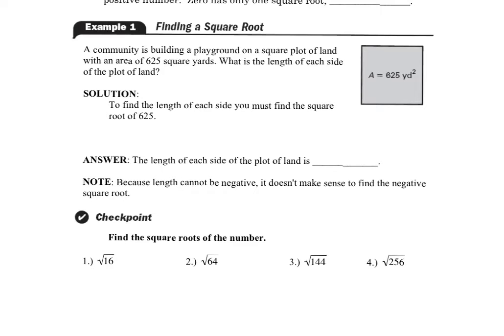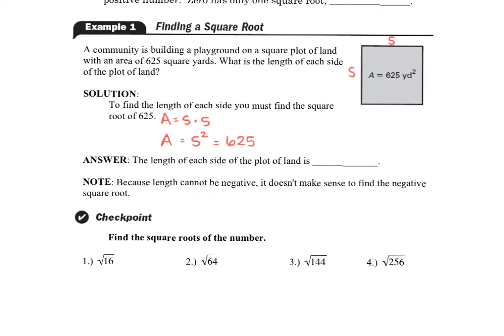So this is a square, which means we know all the side lengths are the same. So we could say it's length times width, or because the sides are the same, we can say that it is side times side. Or we could write that as side squared. So that's how we would find the area. And we know the area is side squared, and the area is 625 yards squared. So what we're trying to figure out here is what number times itself would give us 625.